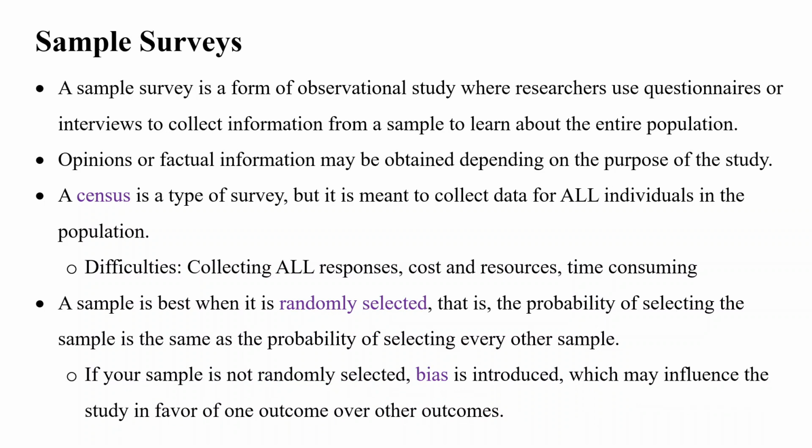And bias influences the study in favor of one outcome over other outcomes. And again, bias, we'll get into the different types of bias that exist when we collect a sample. We'll define them and talk about them. But I'm just introducing these terms now because they do come up pretty often when we are setting up our different types of studies.